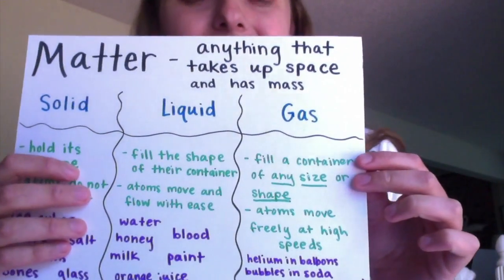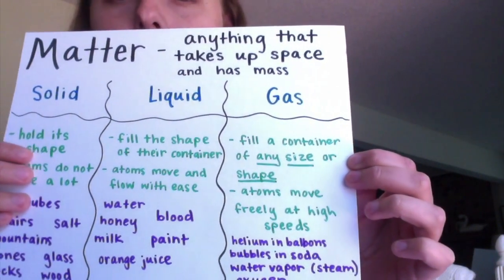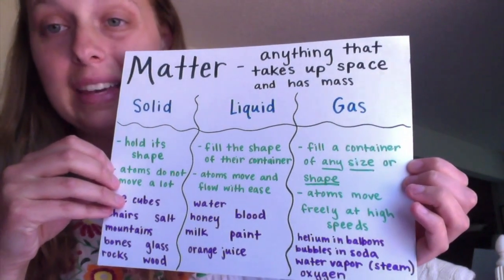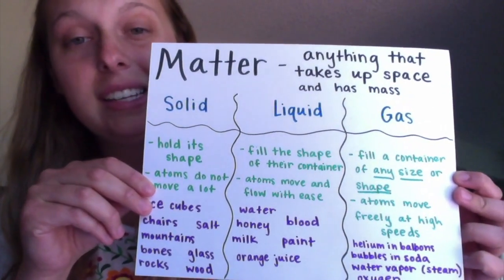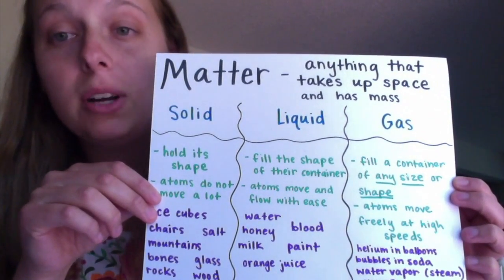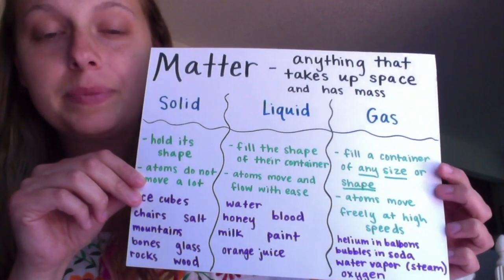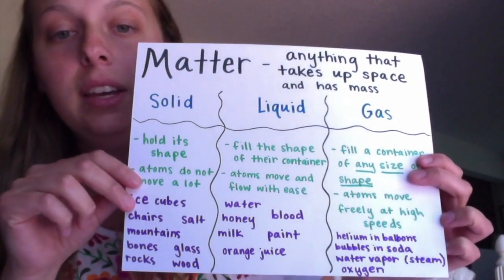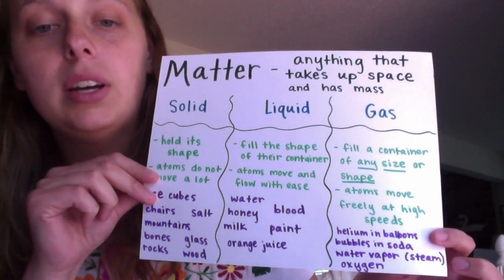We've learned about gases. Gases fill a container of any size or shape. So they can fill our house, they fill the atmosphere. Gases are all around us, and they can fill any container, no matter what shape or size. This can be really small, it can be really big. The atoms move more freely, and they move more rapidly. They bounce back and forth in a gas. Examples are the helium in balloons, bubbles in soda, and more.